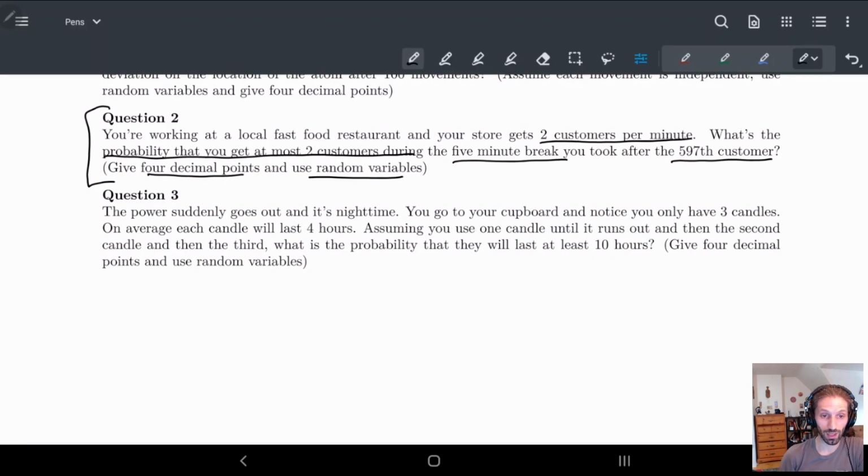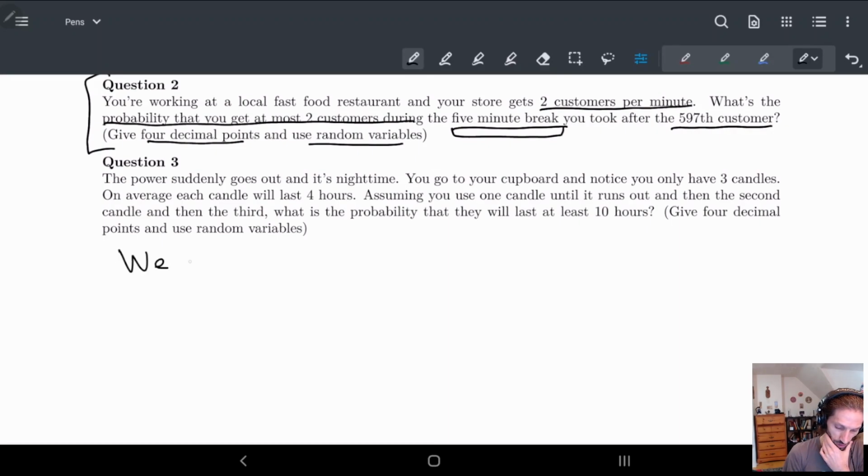Okay, so let's figure out what we want. We have some interval. We have a 5-minute break and we want at most 2 customers. So this is sounding like the Poisson point process, where we have different options of how to do this. This part sounds like we're counting how many customers we have in some interval. And if you remember, that means we have to use Poisson. So we're going to look at this using Poisson.